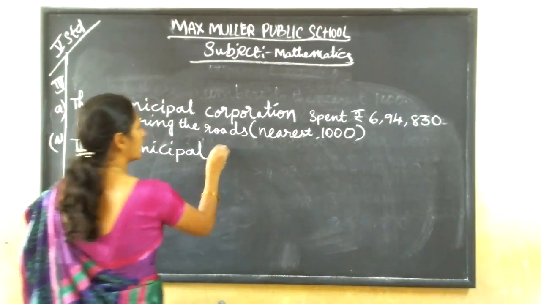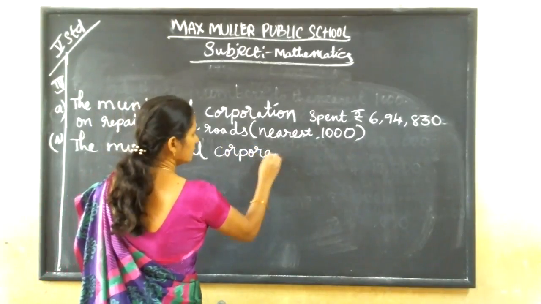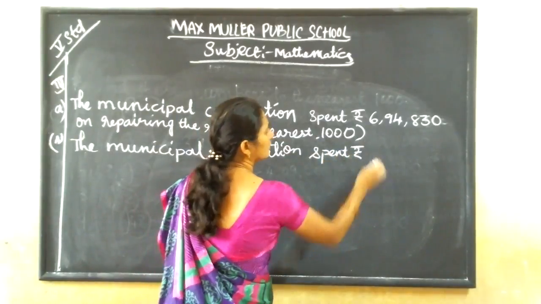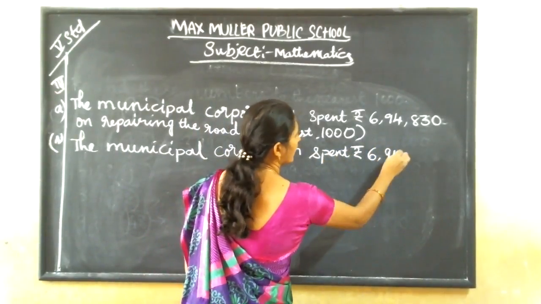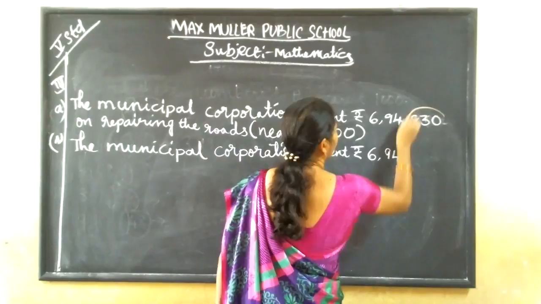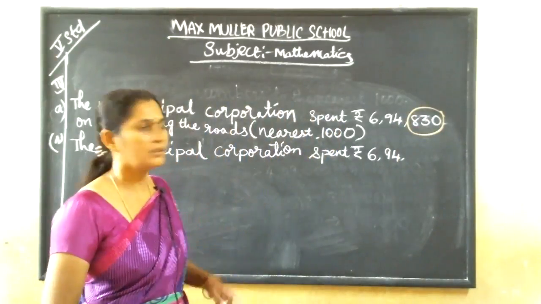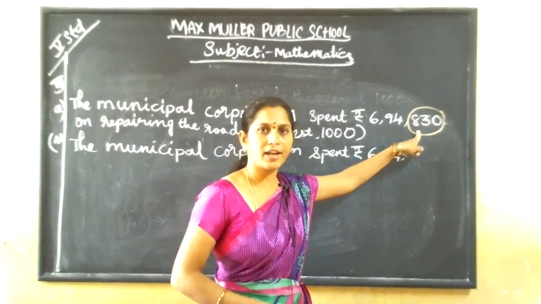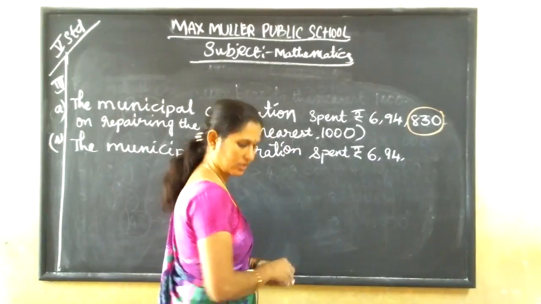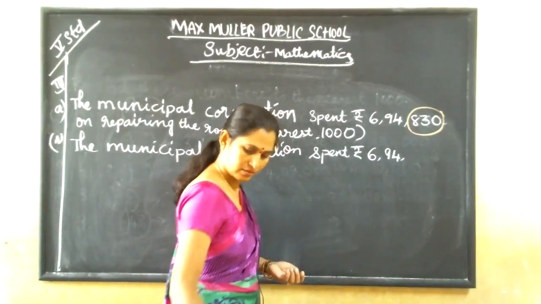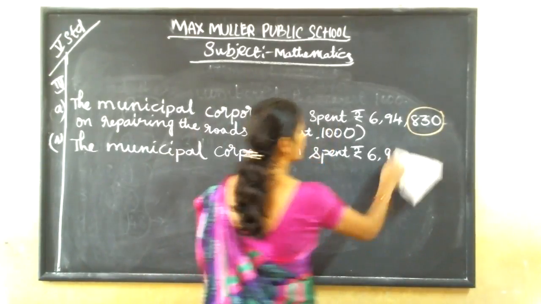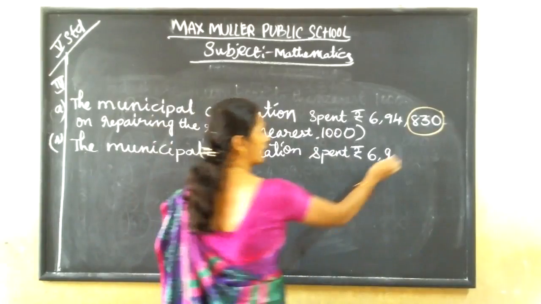Municipal corporation spent rupees 6,94,830. So here we are having the 8:30. We have to see if it is greater than 500. Is it? So we have to add 1 to the thousands place. So 64, directly we can write the answer. So we can write 6,95,000.